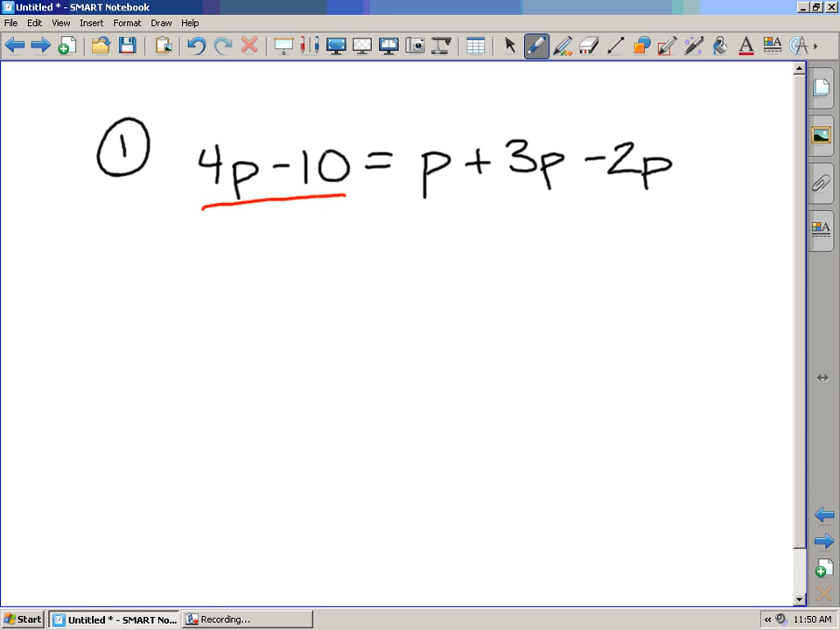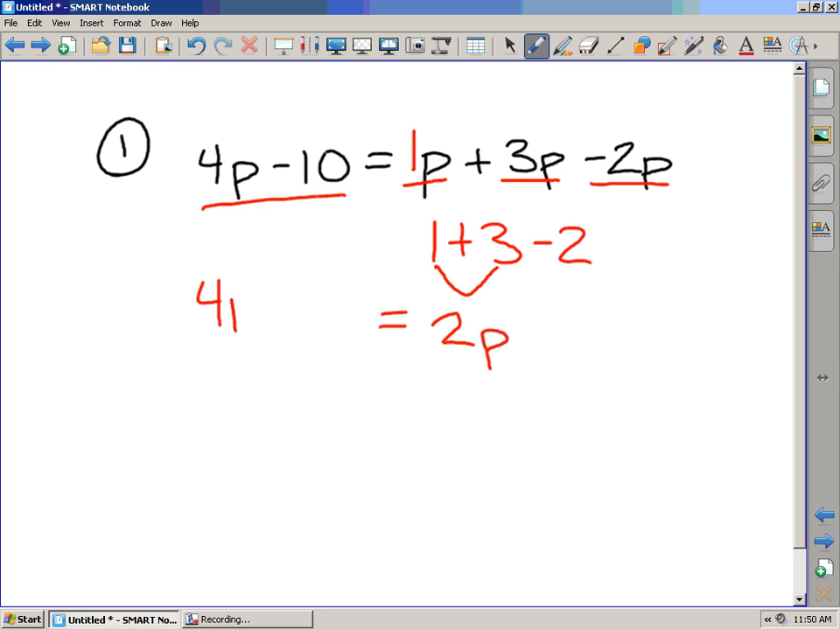On the right side we have 1p, 3p, and a negative 2p. So I take 1 plus 3 and I subtract 2. Well, this becomes 4, and 4 minus 2 is just 2. So we have 2p on the right side, and on the left side we have 4p minus 10.